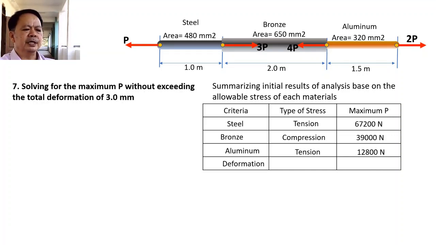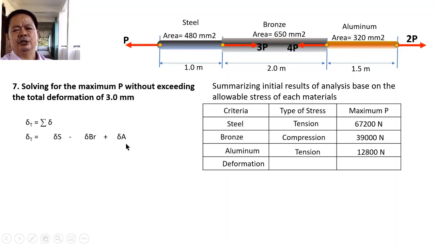Now, solving for the maximum value of P without exceeding the total deformation of 3 mm, we consider that the total deformation must be the summation of the deformation caused by the loads on the 3 materials, that is, the deformation on the steel, the bronze, and the aluminum, considering, of course, their sense. Because the steel is in tension, there is an elongation. But because the bronze is in compression, there is shortening. And because this aluminum is also in tension, there is an elongation. So the total deformation would be equal to the deformation of the steel minus the deformation of the bronze plus the deformation of the aluminum.